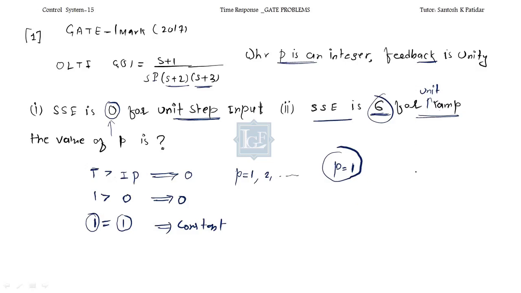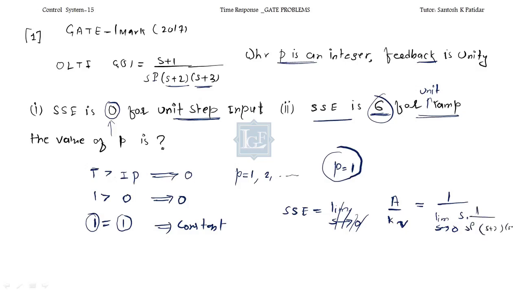If your input is ramp, what is the steady state error formula? If you remember, that formula is limit s tends to 0. Okay, forget about this. The direct formula was A divided by kV, correct? Where kV you know very well. A is unit step, given 1. kV is limit s tends to 0, s into G(s) over here, s to the power p, (s plus 2), (s plus 3).